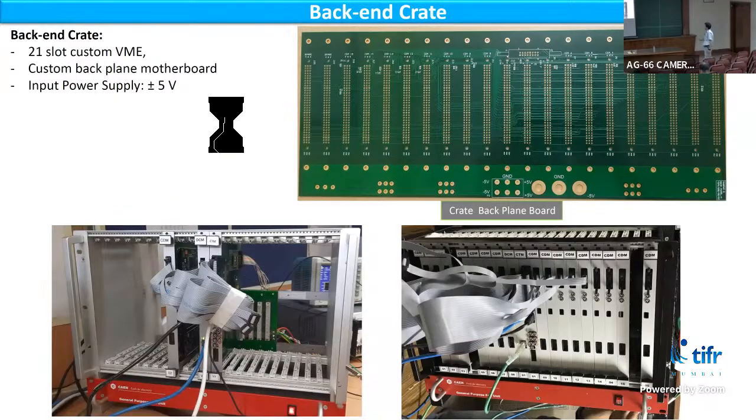This is the backend crate. We purchased an empty VME crate, and then designed a custom backplane motherboard. For input supply, it takes plus minus 5 volts. This is an old photograph from when we tested this mini camera, with all the cluster digitizer modules.